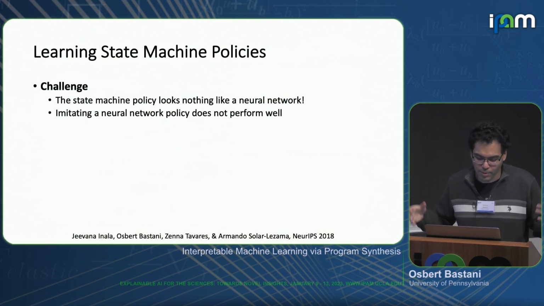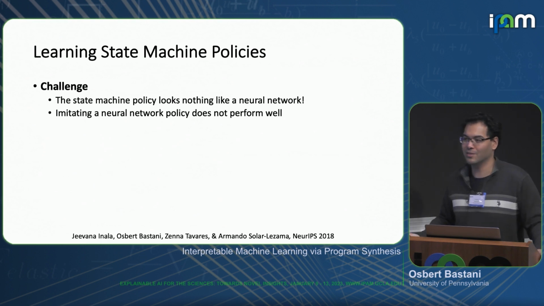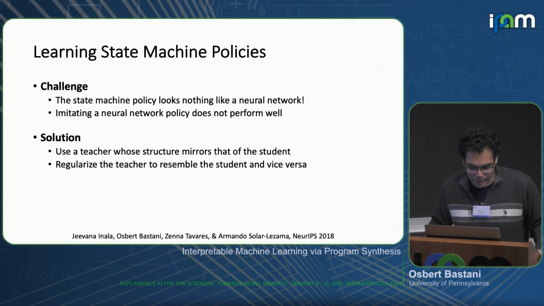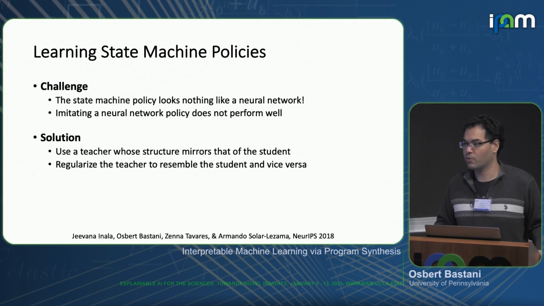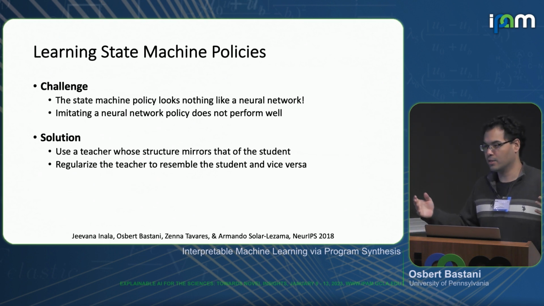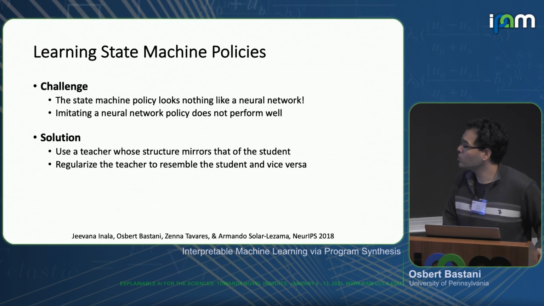And the basic problem is that a neural network doesn't actually find the true mechanism. So you can't really expect to distill it into some program that has a true mechanism, right? So we actually use a teacher whose structure mirrors that of the student to solve this problem. Our teacher is kind of like the student, but it's a lot easier to learn. And then we condense the teacher into a student. So what do I mean by that?